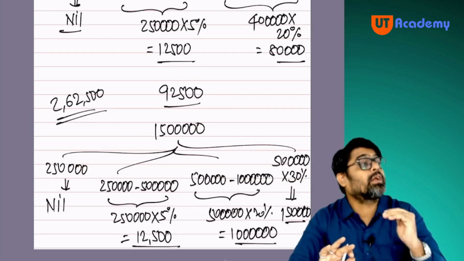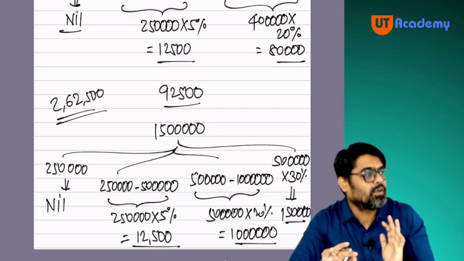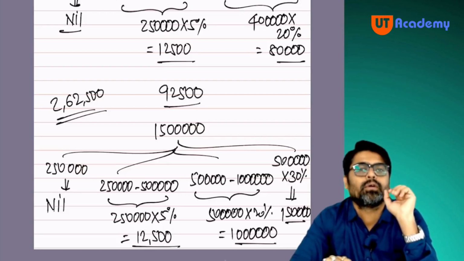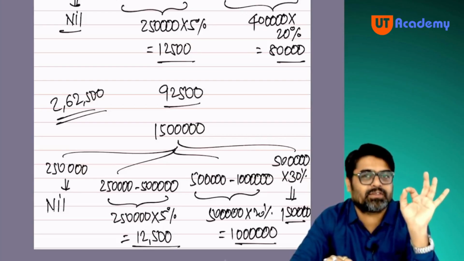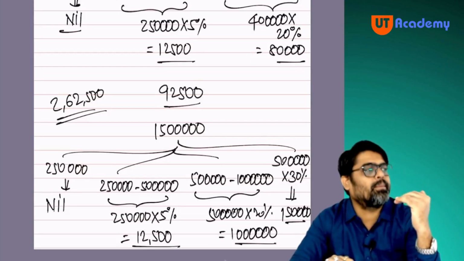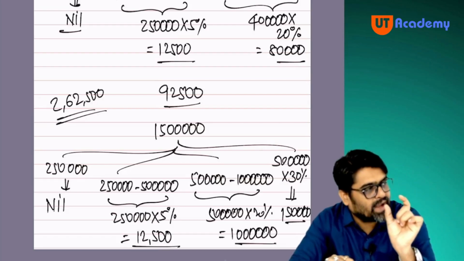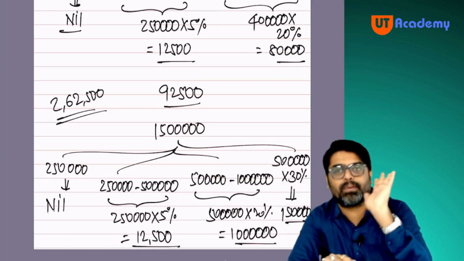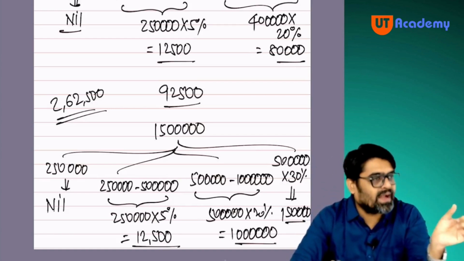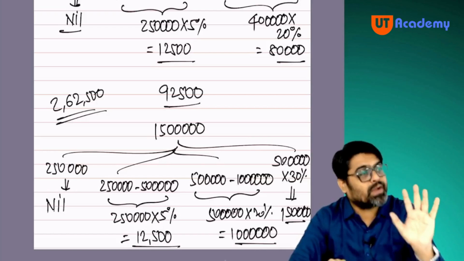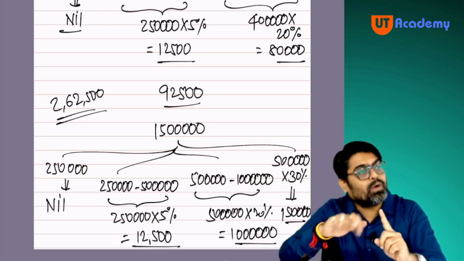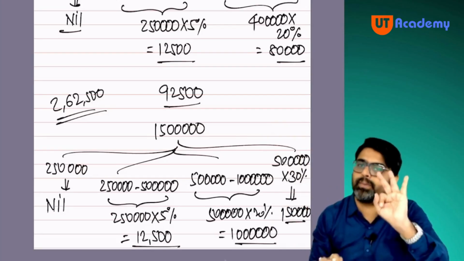Okay, no? These are known as what? Slab rates. So first slab is 2,50,000, that is known as basic exemption limit. Then next slab is 2,50,000 to 5 lakh. The difference is 2,50,000. On that you are supposed to pay 5%. Next slab is 5 lakh to 10 lakh, the difference is 5 lakhs. On that you are supposed to pay 20%. And anything over and above 10 lakhs, you are supposed to pay 30%.